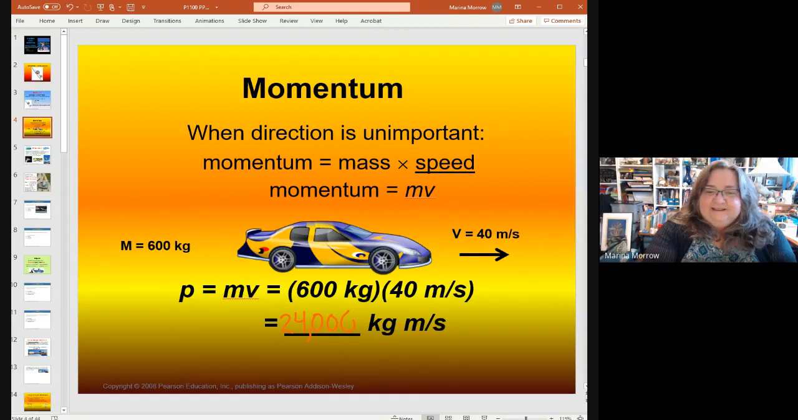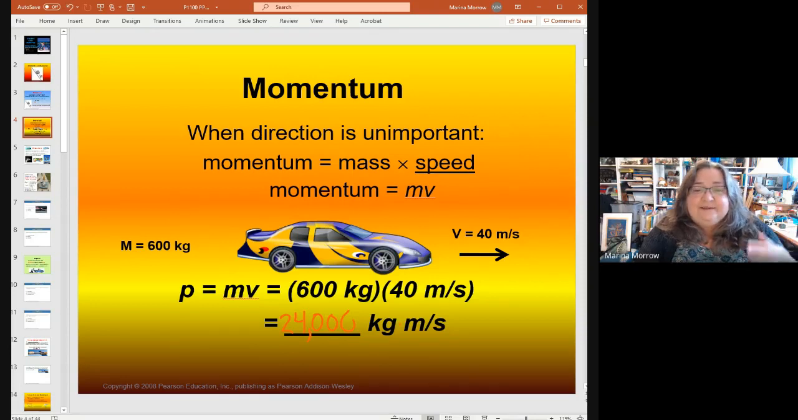Now, one thing is this really was just 40 meters per second. We didn't say north, south, east, west. So really it's a speed, and that's okay. Especially for this class, direction is unimportant. We just say momentum is mass times speed. But we're still going to spell it mv for the formula because v is much more distinctive again than an s.